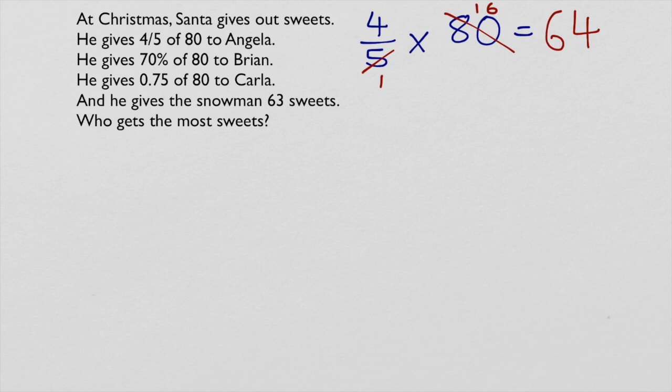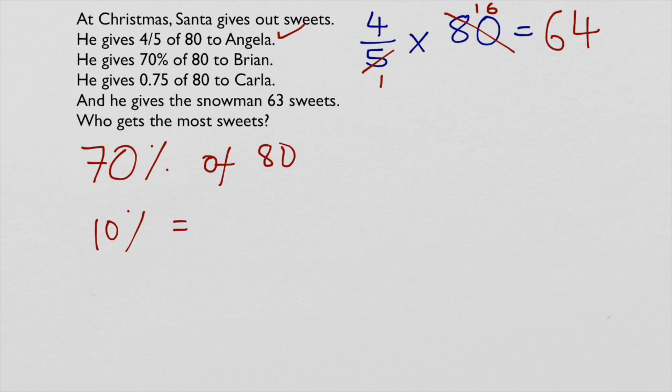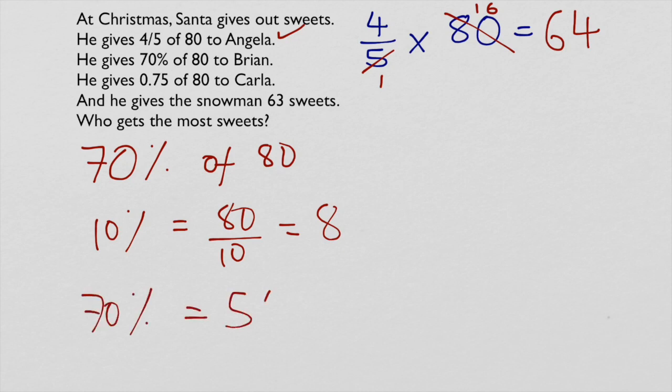Moving on to Brian, 70% of 80. So many ways you can do this. We can work out 10% of 80 equals 8. So then I need 70%, so times that by 7. 7 times 8 equals 56. So 70% is 56.